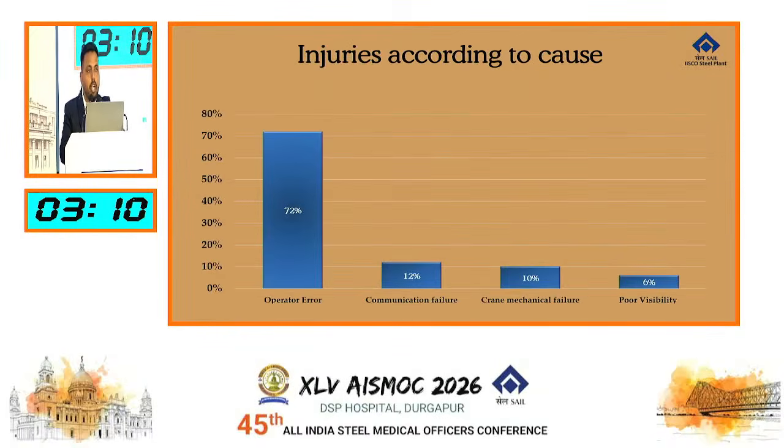Coming to the injuries according to cause, operator error accounted for 72% of the cases, followed by communication failure 12%, crane mechanical failure 10%, and poor visibility 6%.